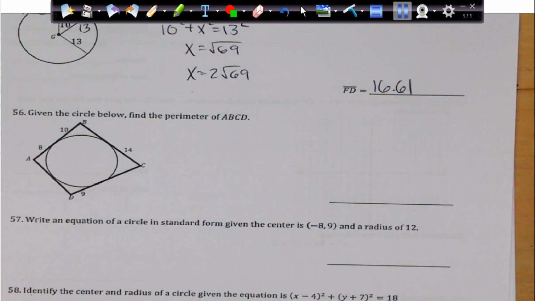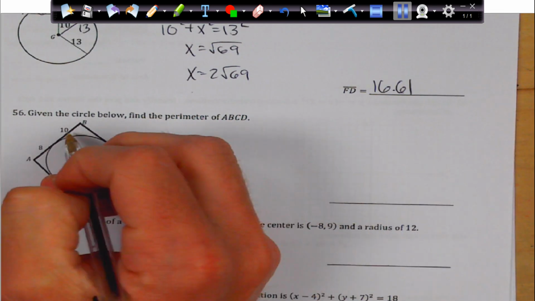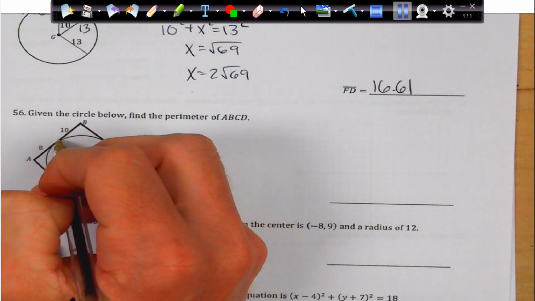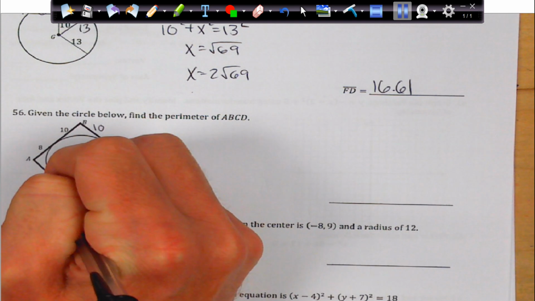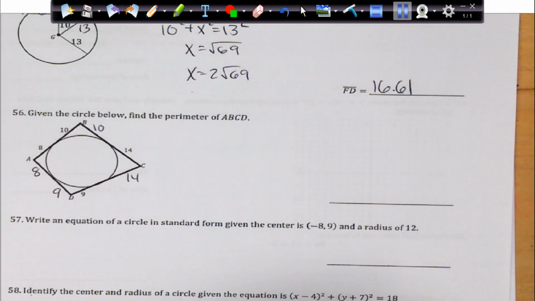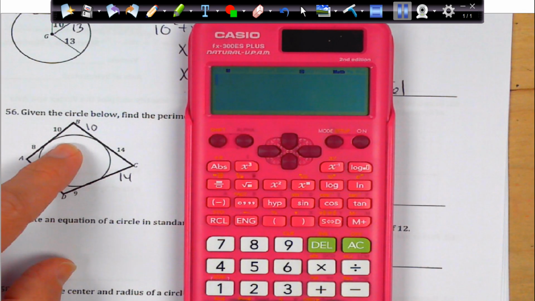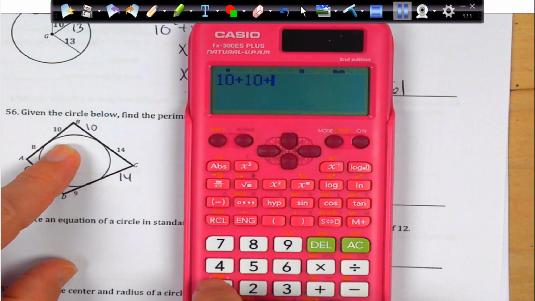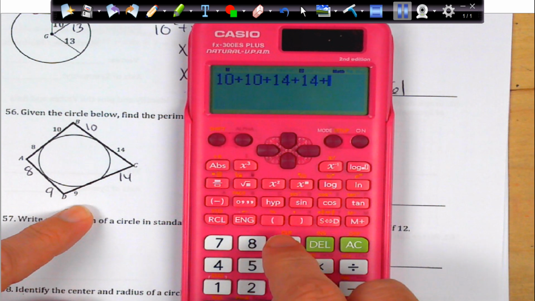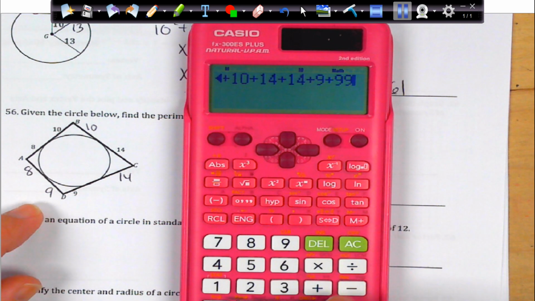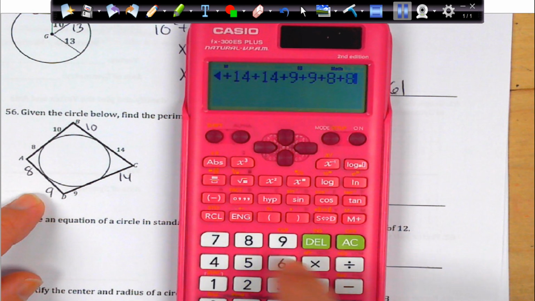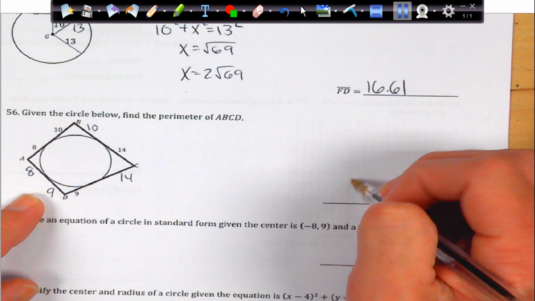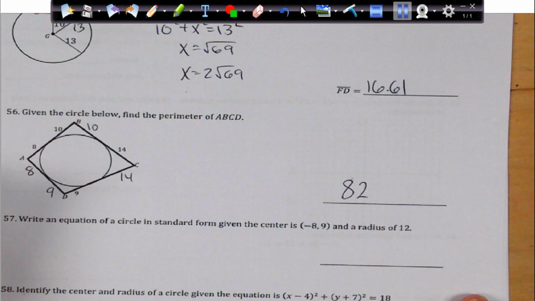All right, here our rule is if it is tangent to the same circle and point, those pieces are congruent. So that's 10, that's 10, that's 14, that's 14, that's 9, that's 9, that's 8, that's 8. And we just basically have to add up all of our numbers. So let's go ahead and do that. We have 2 10s, so that's 10 plus 10, 14 plus 14, 9 plus 9, 8 plus 8, and we get 82. Bada bing, bada boom.